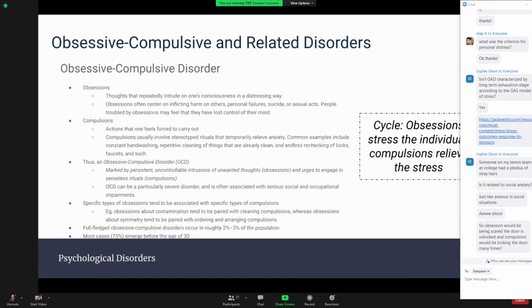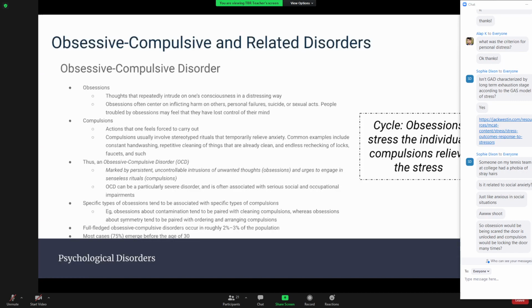Yes, Sophie, that would be a good example of the obsession, because as you mentioned, there's the scared part to the obsession. So that's the distress of obsession. And then the compulsion would be, maybe not locking it many times, but rechecking the locks many times, perhaps.